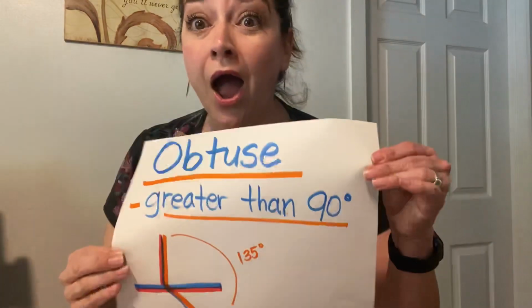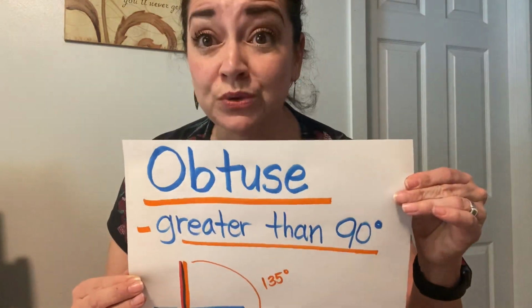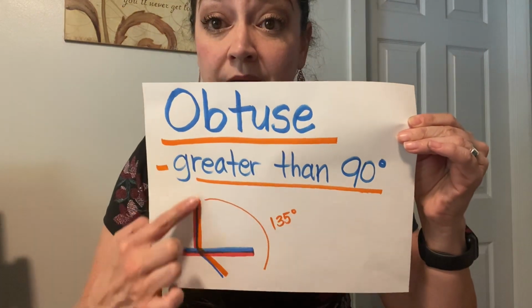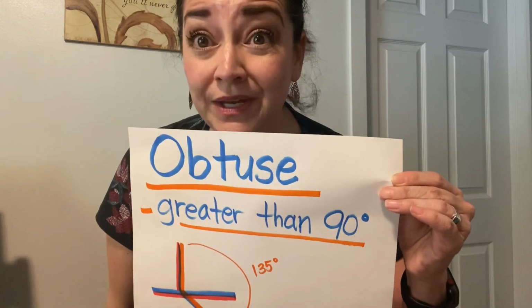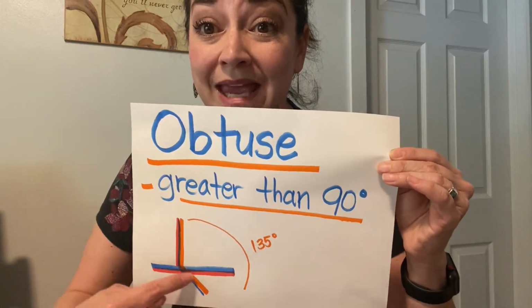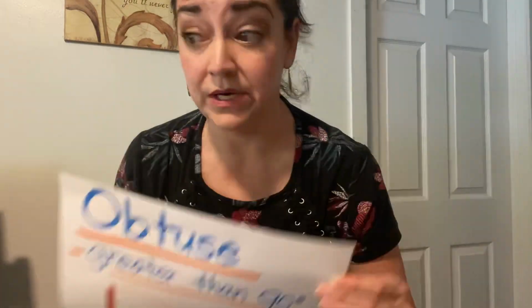If I create a polygon, a triangle, 3-sided shape that has an angle larger than 90 degrees, what do you think I might call that triangle? An obtuse triangle, because the angle will be larger than 90 degrees. So they're out there, obtuse triangles. That means that the angle is larger than 90 degrees.